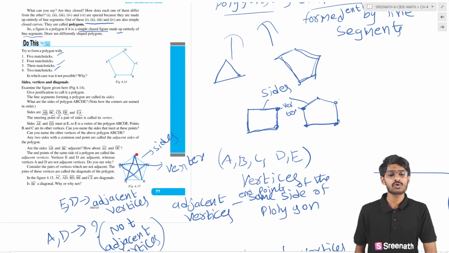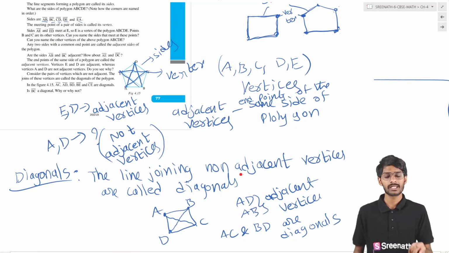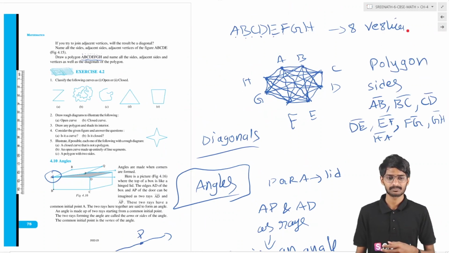The line joining the non-adjacent vertices is called a diagonal. So here AB and AD are adjacent vertices, but AC is not an adjacent vertex, so AC is a diagonal. Okay, students, diagonals are nothing but the lines joining the non-adjacent vertices. Okay, students, that is about diagonals.